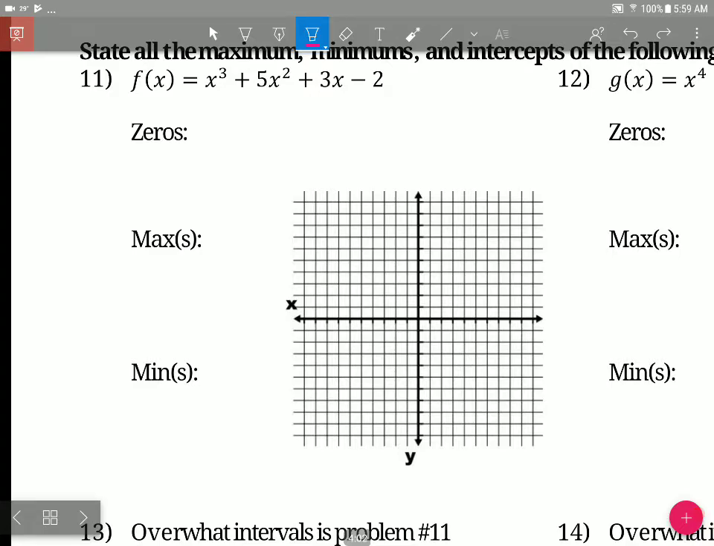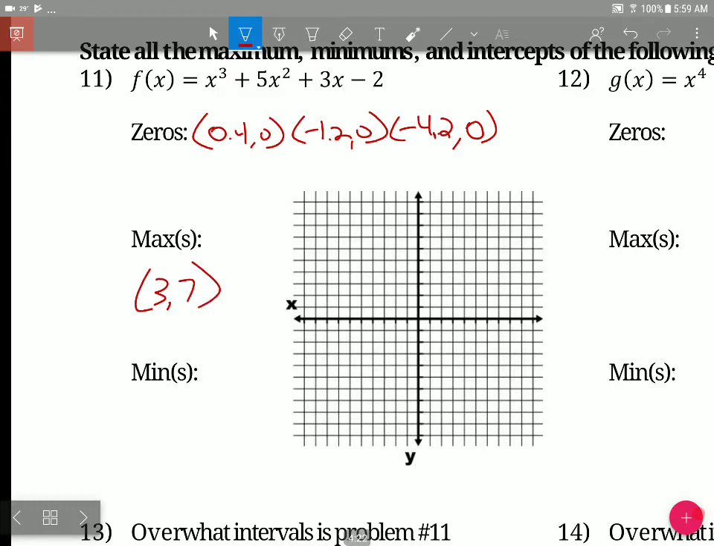Now I want to do this. So I'm going to start off by listing out my points. I have zeros at 0.40, -1.20, and -4.20. Okay, I have a maximum at -3, 7, and I got a minimum at -1/3, -2.5.